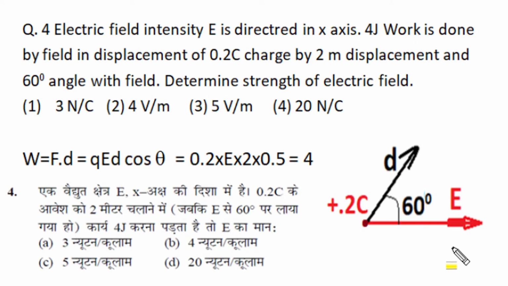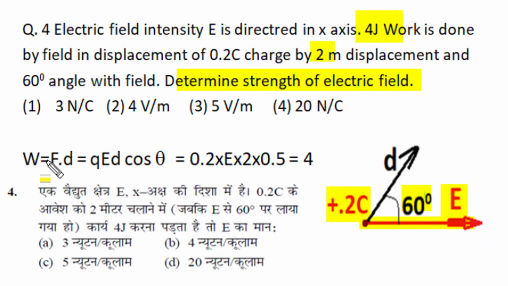The strength of a uniform electric field E is directed in the plus x direction, and a positive 0.2 coulomb charge is displaced by 2 meters, making an angle of 60 degrees with the electric field direction. The total amount of work done is 4 joules. Then we have to determine the strength of this electric field.